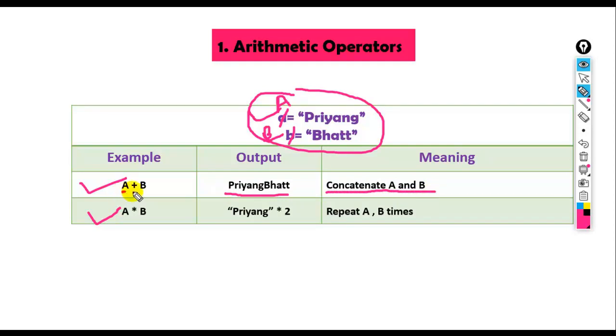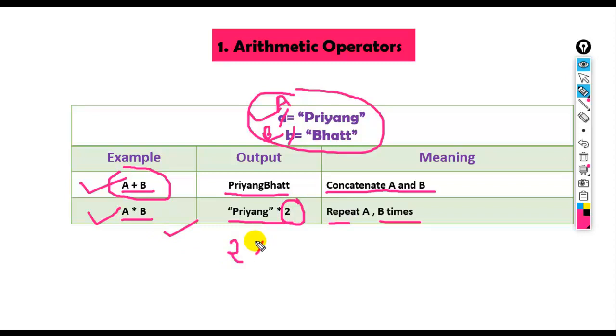So when you are using addition with two strings, it performs concatenation. But please remember, here both arguments must be string. Otherwise Python will generate error. Same for multiplication. Here you can see string multiply by 2. Repeat A, B times. So output will be Priyank, Priyank 2 times. Again, please remember here one argument must be integer type. Otherwise Python will generate error.